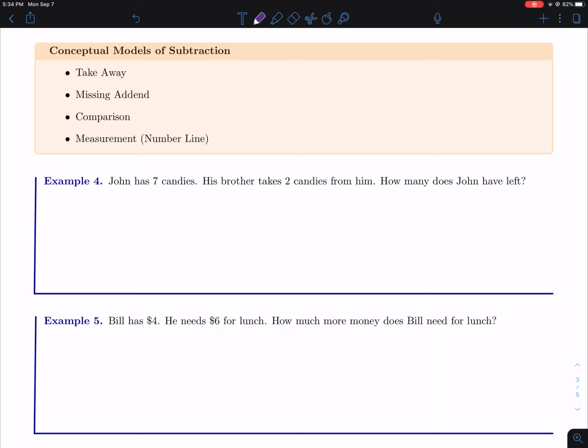All right, we're back. So in this case, this one's kind of crying out for the takeaway method. And so what we've got is John has his 7 candies. So I'm just going to sketch 7 candies here. So again, you can use different colors. You can draw the candies however you want. Again, we're focused on the model, not as much what the solution is. Let's see, 1, 2, 3, 4, 5, 6. So there's John's 7 candies that he has.